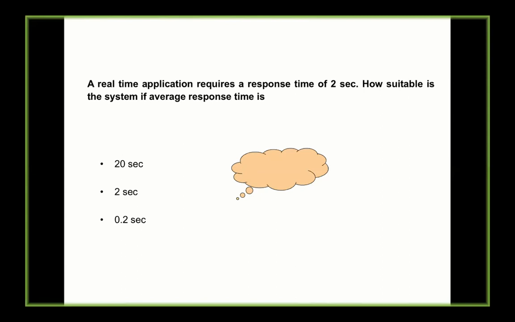So let me answer this quickly. If I choose you and you respond in 20 seconds, then you're very slow compared to what I'm expecting. My response time is 2 seconds, but you're responding in 20 seconds. So naturally, this is not a fit for me. You'll become a soft real-time system. Now, when you give 2 seconds, it's an exact fit for me. I love this system because you are meeting my expectation within the boundary you're giving.